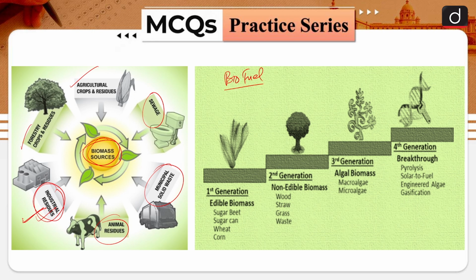Biofuels have different generations. With time we have evolved. First generation biofuels were those made from edible biomass. Edible biomass means something humans can eat. So there is sugar beet, sugar cane, wheat, corn. These elements are taken, and then biofuel, or bioethanol, is generated out of that. Second generation is from non-edible biomass.